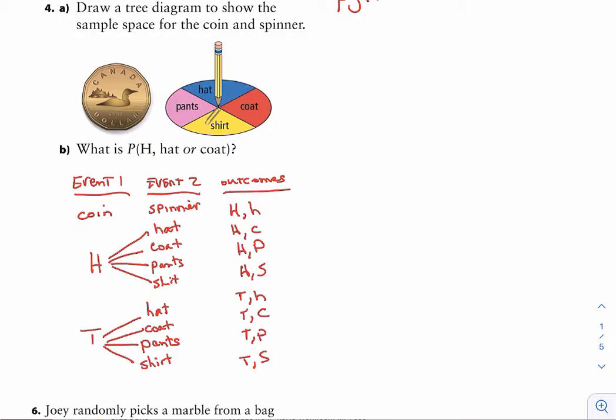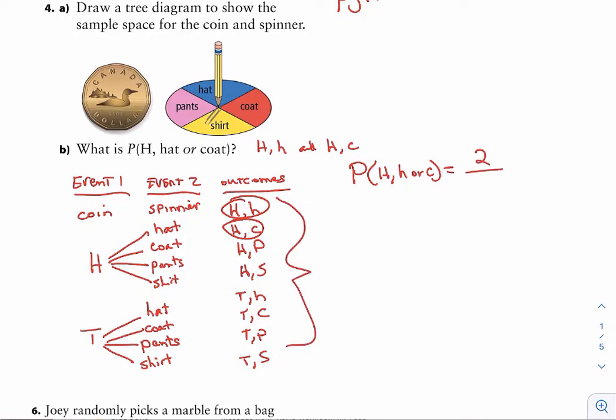So then part B here says, what's the probability of getting heads in combination with a hat or a coat? So that means I'm looking for heads and hat and heads and coat. So there's one, there's two. It's the only time that occurs. So then I would write probability of heads with hat or coat equals, and it happened 2 times. My total possible outcomes is all of this here, which is 10 of them. So it would be 2 over 10.